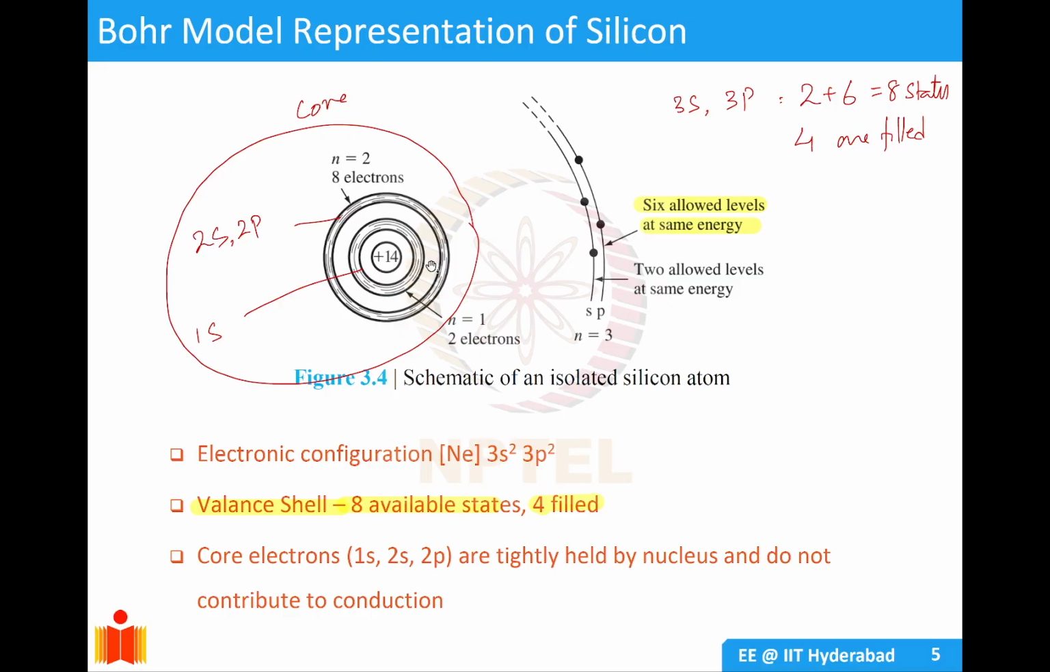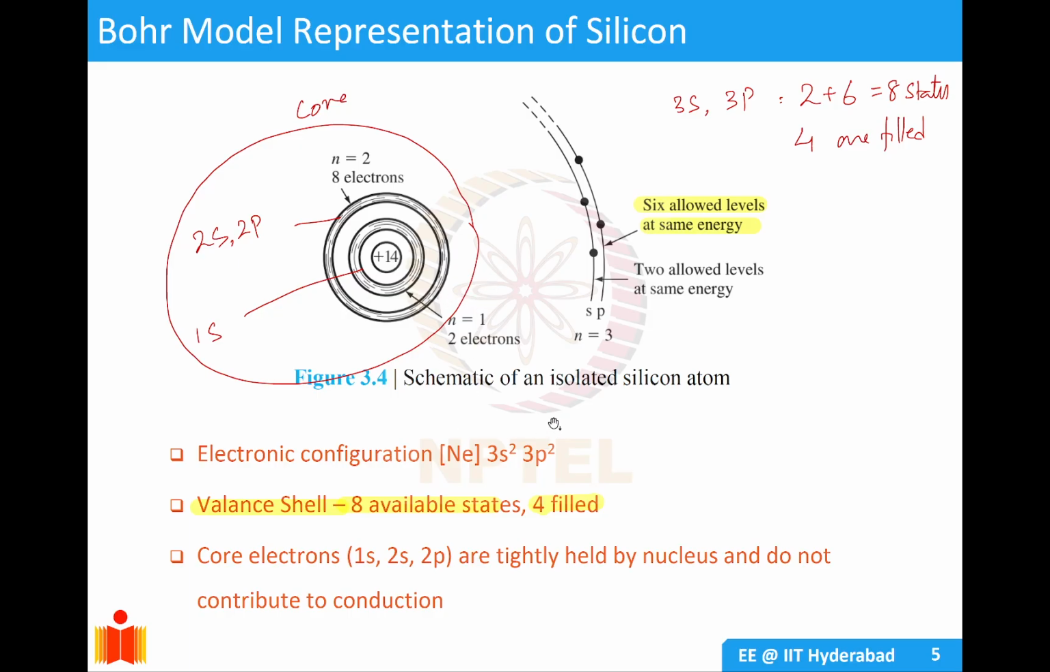So then there are core shells, which are the inner shells, and valence shells, which are the outer shells. The outermost shell is called the valence shell, and the innermost shells are called core shells. First the inner shell will fill, then the electrons will fill the outer shell. The core shells are fully filled and tightly held, so they do not contribute to conduction. Only the electrons in the valence shell, which are half filled or incompletely filled, contribute to conduction.